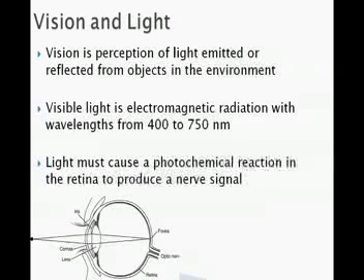So those are all just the basic structures that make up the eye. We really haven't talked about the meat yet, which is the retina, and we're going to get to that now. So what is vision, right? Vision is just the perception of electromagnetic radiation or light that's reflected off of objects in the environment.